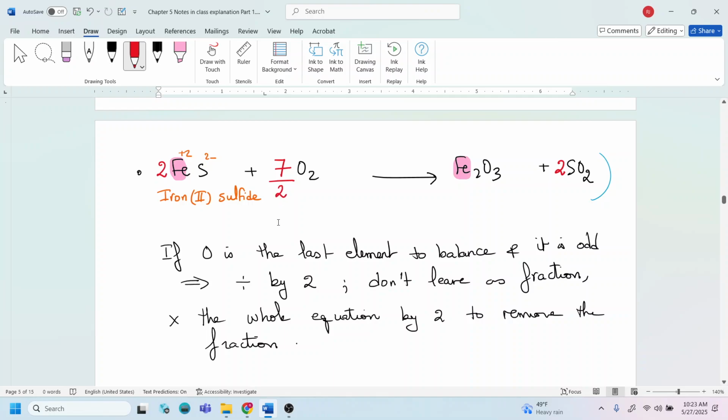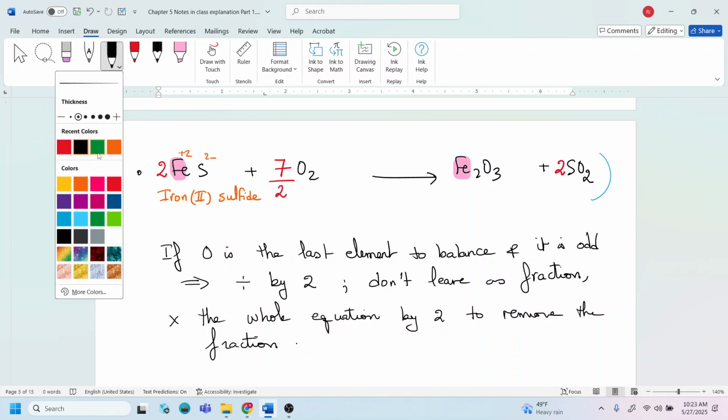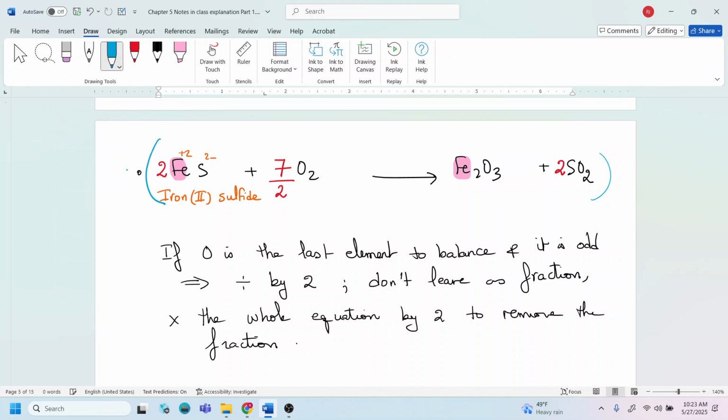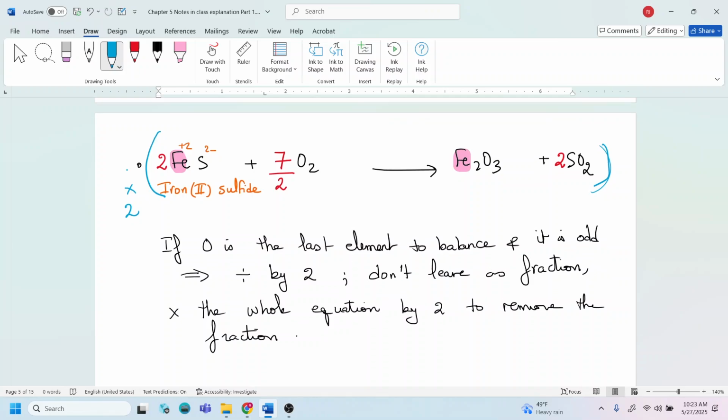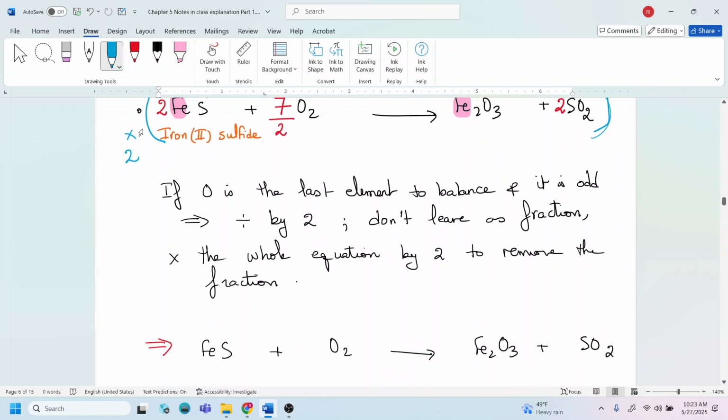So what we do here is we multiply the whole equation by 2. If we multiply this by 2, then 2 plus 2 is equal to 4. Now we're going to end up having a balanced chemical equation. And then I can simply take out the 2's in there. So that is going to be 7, then that is going to be 2, and that is going to be 4. So this is the complete balanced equation.